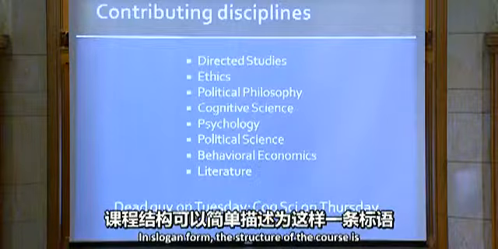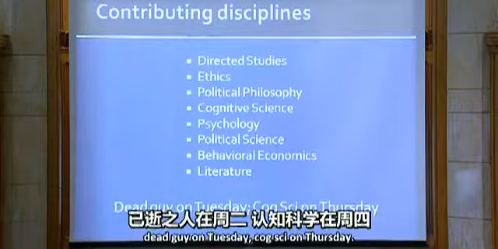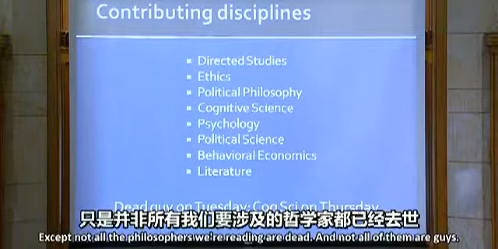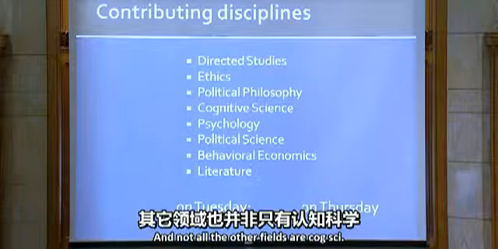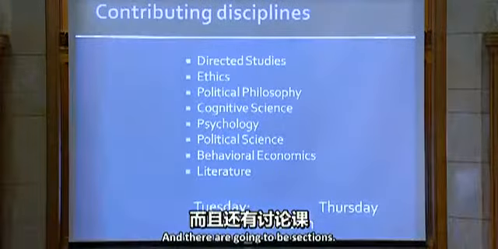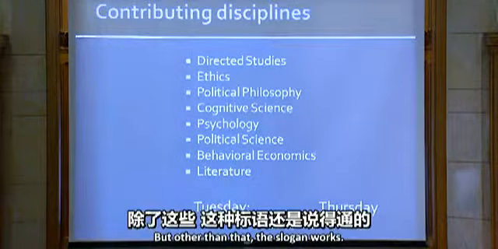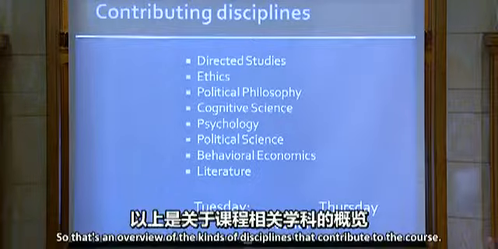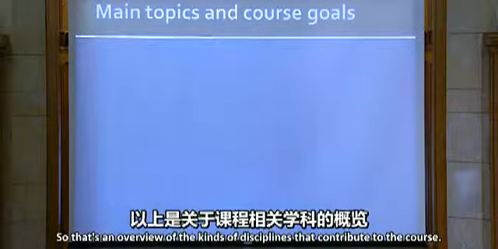In slogan form, the structure of the course is dead guy on Tuesday, cog sci on Thursday, except not all the philosophers we're reading are dead, and not all of them are guys, and not all the other fields are cog sci, and in fact most things are going to be covered together on Tuesday and Thursday, and there are going to be sections. But other than that, the slogan works. So that's an overview of the kinds of disciplines that contribute to the course.